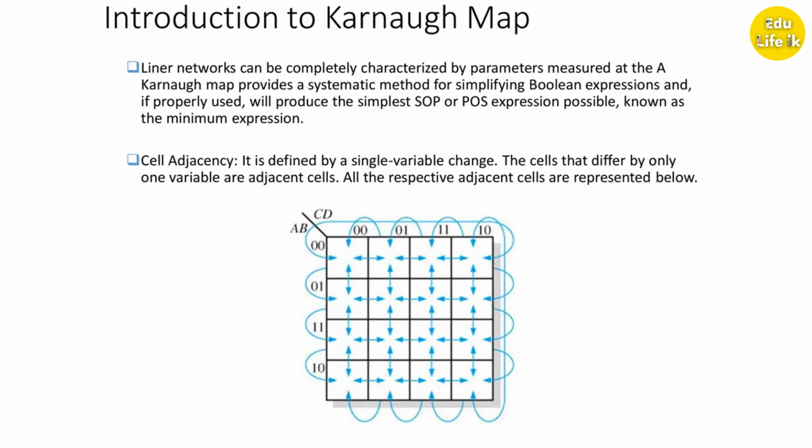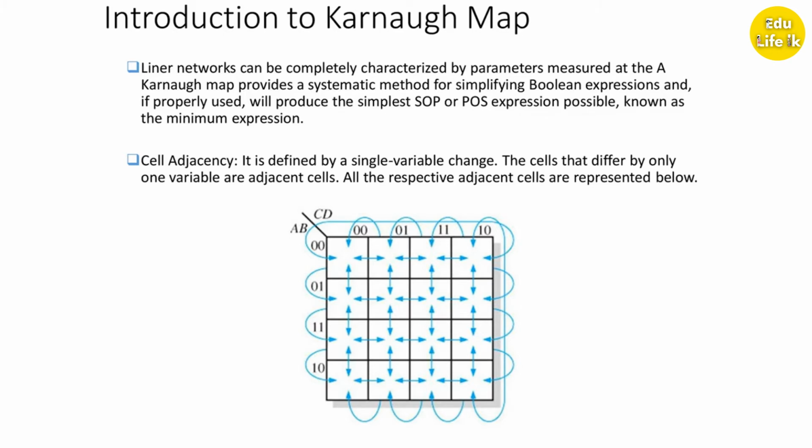It is defined by a single variable chain. The cells that differ by only one variable are adjacent cells. All the respective adjacent cells are represented below. This is the Karnaugh map. You can see the A, B line and CD.